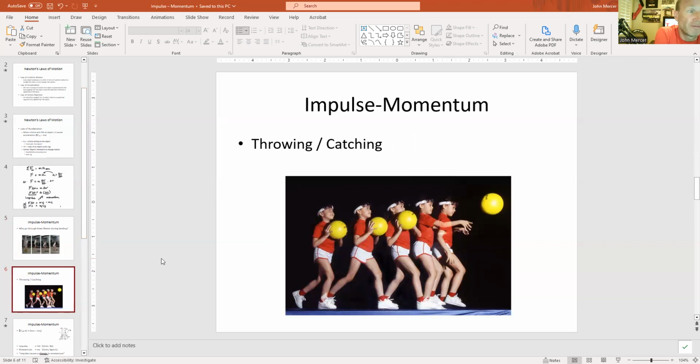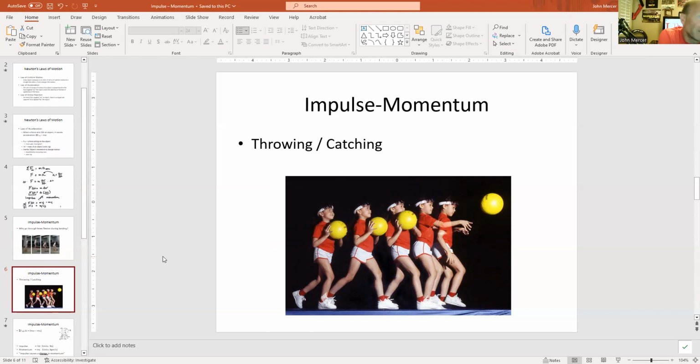This person does not need to be taking that initial step, but by taking that step, they're increasing the time that they're applying a force. If they want to reach the same change of momentum of this yellow ball at release and not include that first step, they're going to have to apply a much greater force over a shorter period of time.